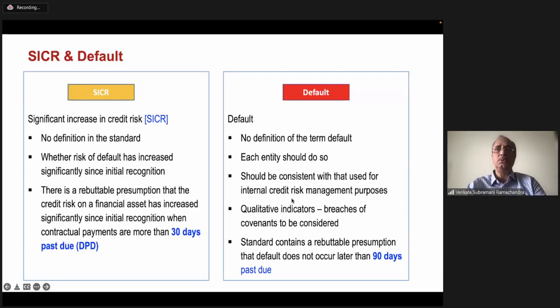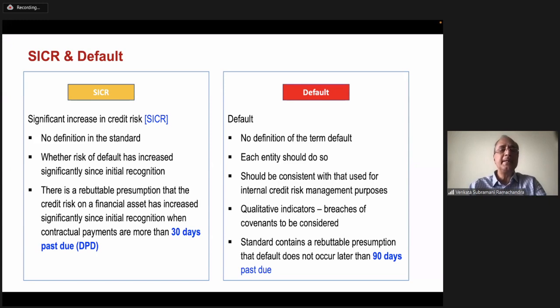Now, let us see these two definitions once again. One is SICR, which is significant increase in credit risk. You can see the color that is amber here. That means it's a sort of just before danger. Red is danger, so it is already defaulted. So it is amber, where the credit risk has increased significantly. There is no definition in the standard, but what is to be considered is whether the risk of default has increased significantly since the initial recognition.